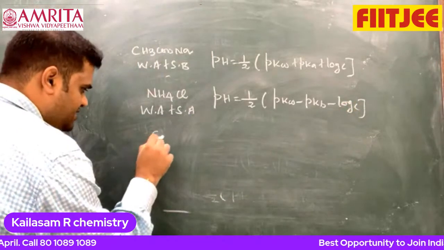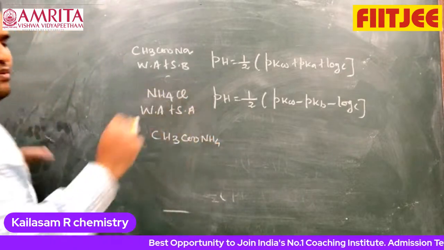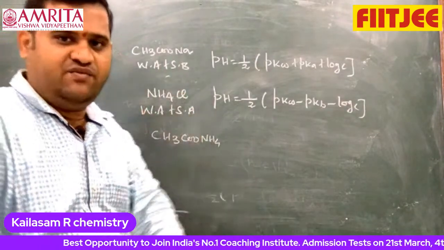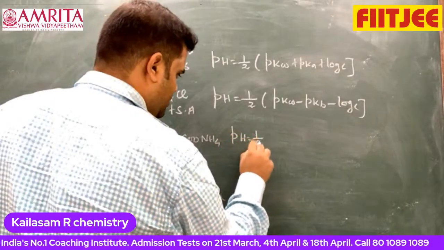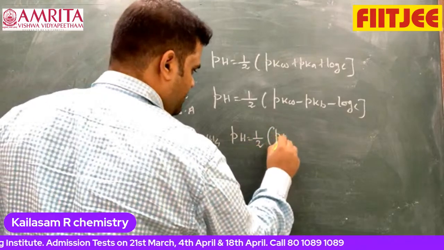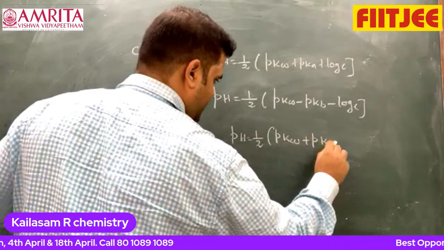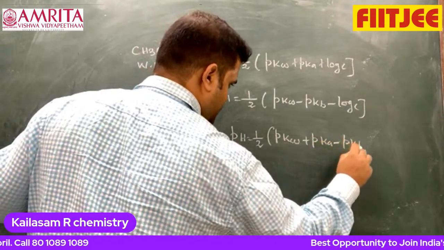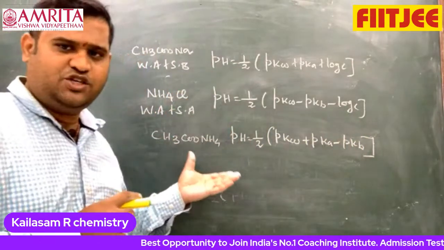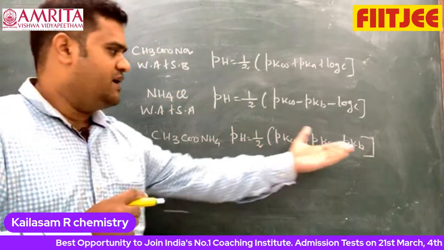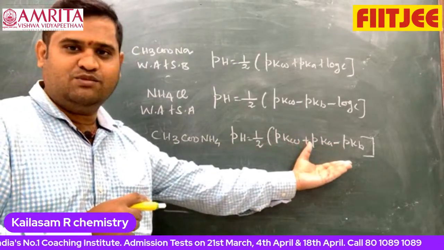Now if I take CH3COONH4, ammonium acetate, a combination of weak acid and weak base, pH is equal to 1 by 2 (pKw plus pKa minus pKb). You can take it, this is the formula. So for the combination of weak acid and weak base, on dilution pH remains the same. Why? Because there is no concentration term involved here.